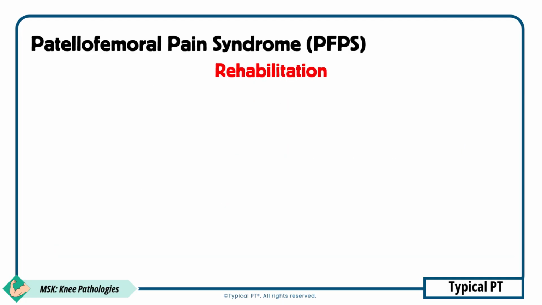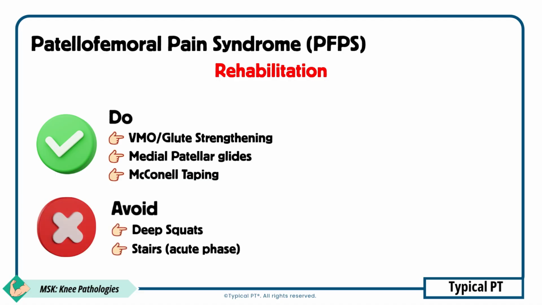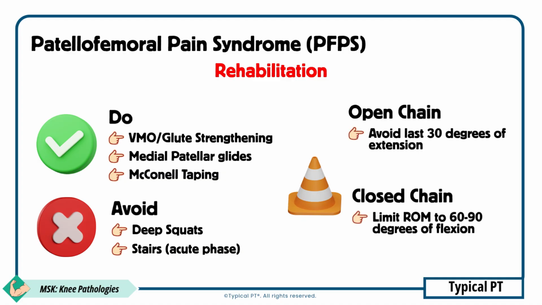For rehabilitation, focus on VMO and gluteal strengthening, along with medial patellar glides and McConnell taping. Avoid deep squats and stairs during the acute phase. There are specific precautions for exercise selection. With open chain exercises, avoid the last 30 degrees of extension, and with closed chain exercises, limit the range to 60 to 90 degrees of flexion. This keeps patellofemoral joint forces manageable while still allowing strengthening.